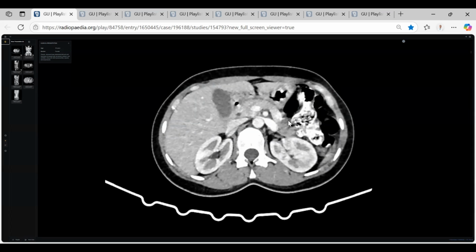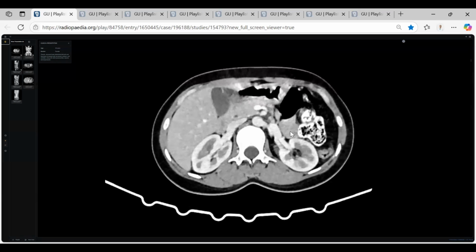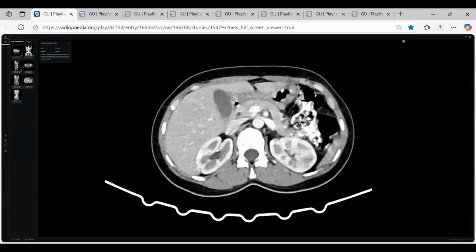So there's a heterogeneous hypodense area seen anterior to the left kidney. Don't worry about it. What happened here?